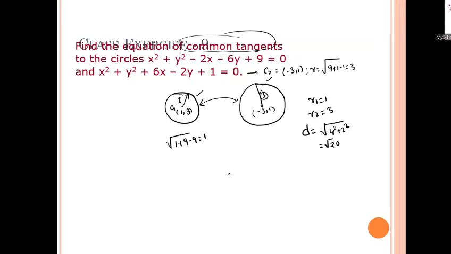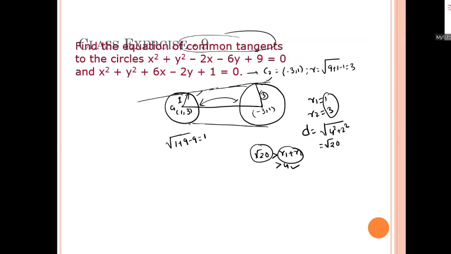So कौन सा केस में आ रहा है? देखिए रूट 20 इज ग्रेटर देन R1 प्लस R2 है ना. देखिए R1 प्लस R2 4 आ रहे हैं. सो रूट 20 4 से बड़ा है क्या नहीं? Yes, sir. सो कौन सा केस में है? Not cutting each other, one outside the other. Okay, so how many common tangents will be there? 4 common tangents. So 2 direct common tangents, 2 transverse common tangents. Okay, so how do you find the equations of these tangents?